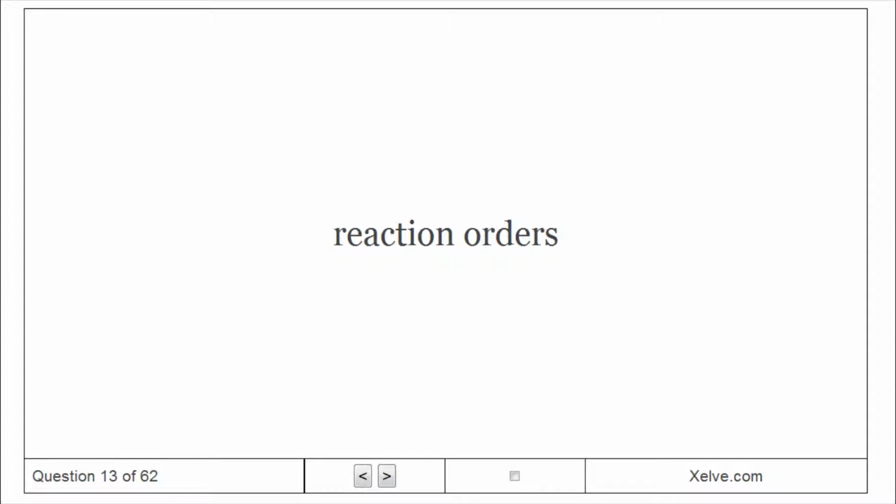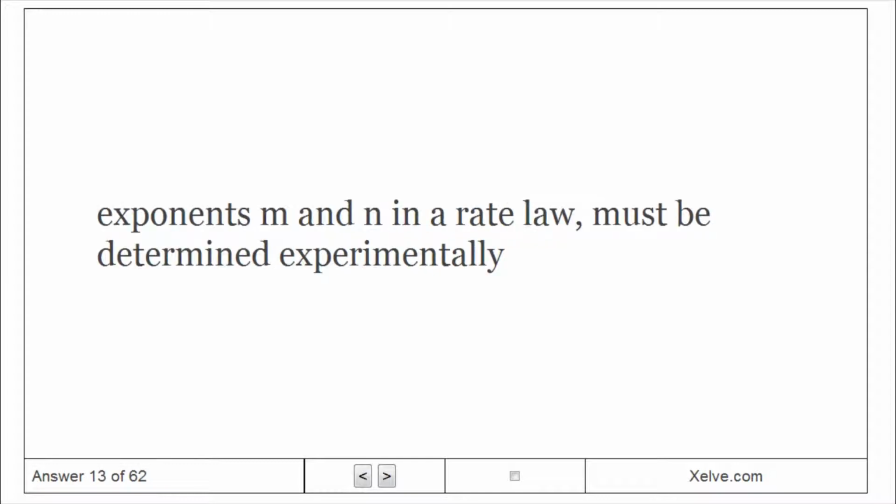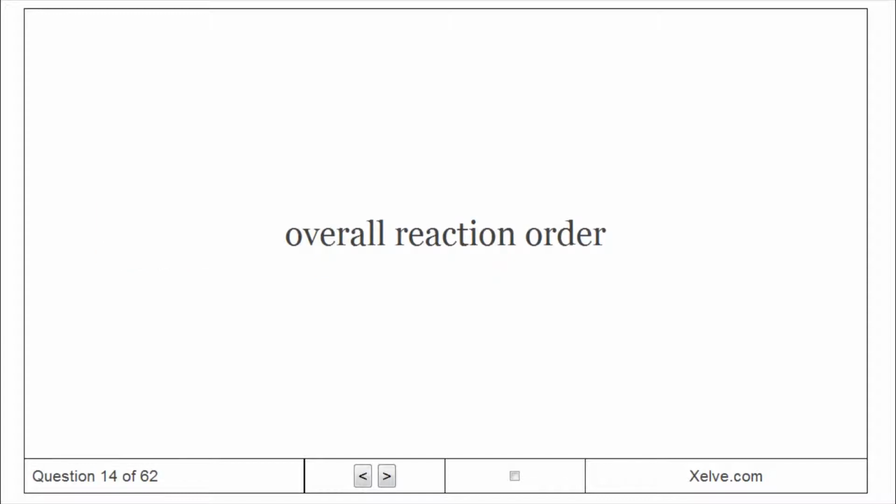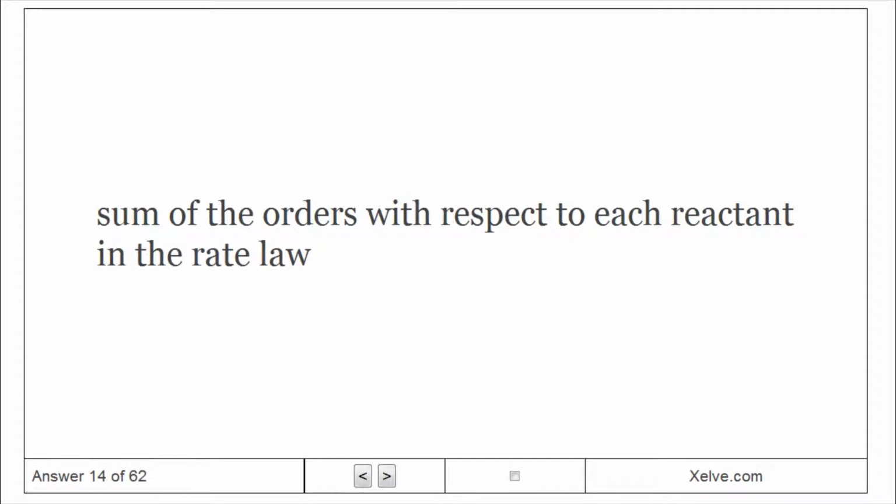Reaction orders. Exponents m and n in a rate law must be determined experimentally. Overall reaction order. Sum of the orders with respect to each reactant in the rate law. Units of rate constant depend on overall reaction order of the rate law; they equal units of rate divided by units of concentration.